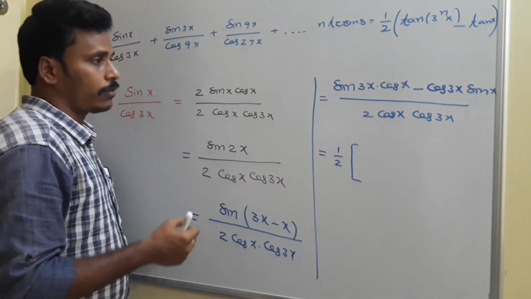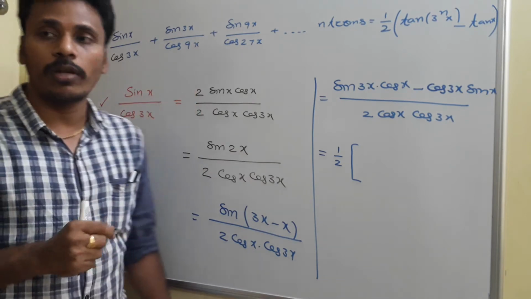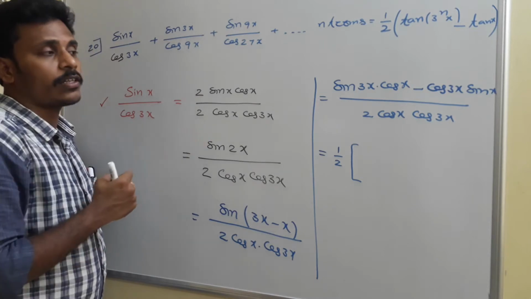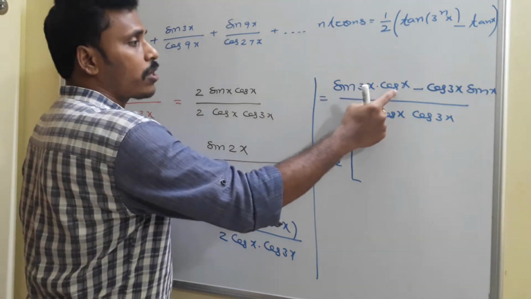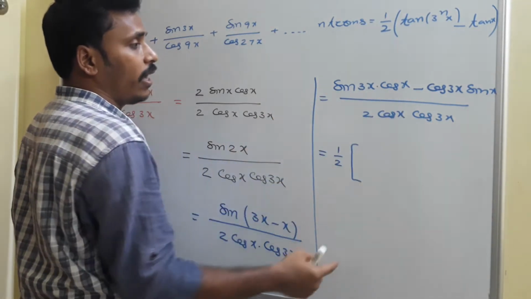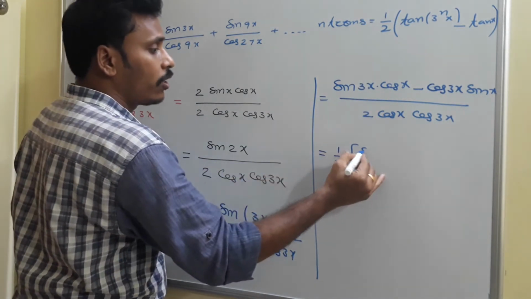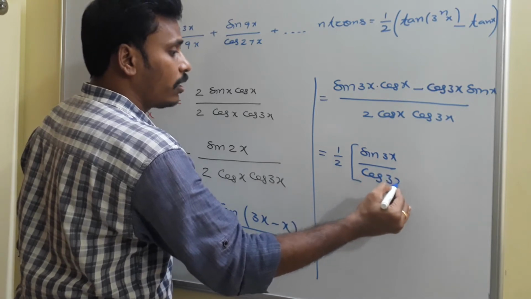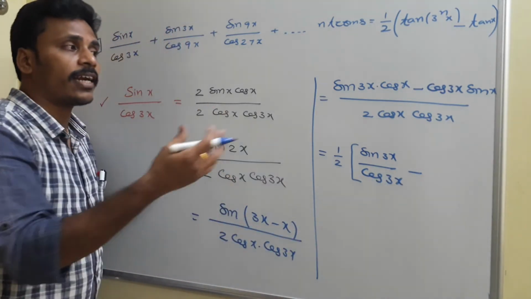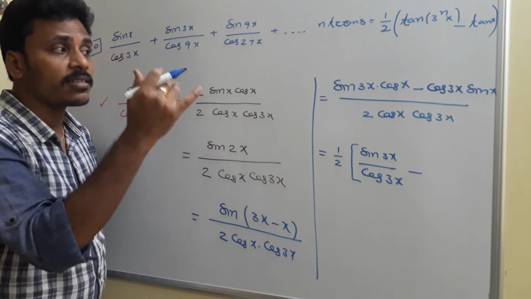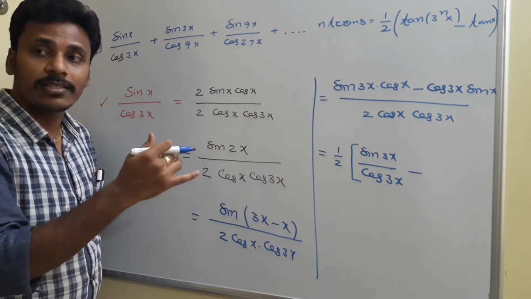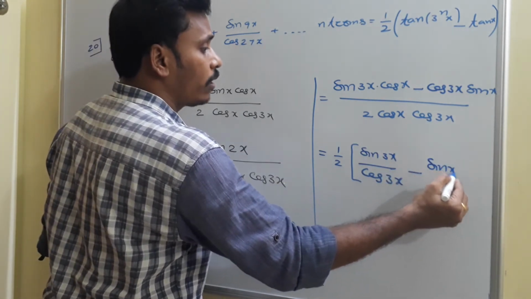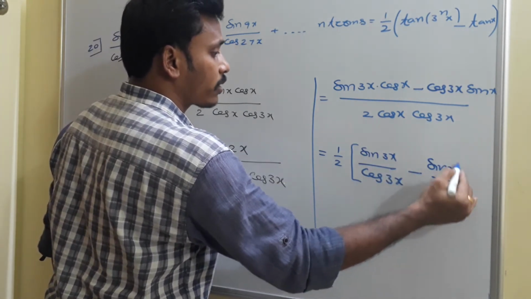You just think about it. The numerator is a difference of two terms. The denominator is a single quantity. Split it like the difference of 2. Sin 3x cos x by cos x cos 3x. Cos x will get cancelled. So you are left here with sin 3x divided by cos 3x, minus the second part, cos 3x sin x divided by cos x cos 3x. This cos 3x gets cancelled and you are left with sin x by cos x.